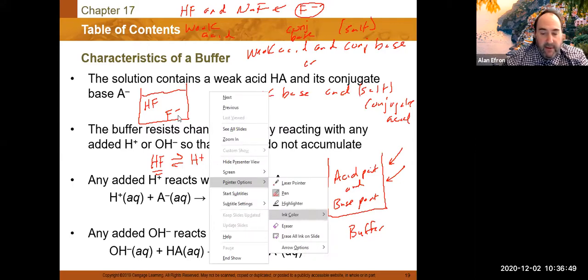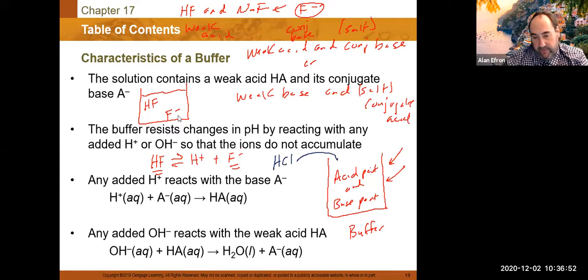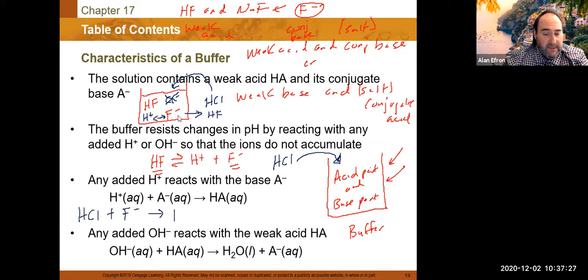So if we added, say, some hydrochloric acid to a buffer, when that hydrochloric acid goes in, it's going to break apart into H plus and Cl minus. Cl minus is not important. It's not going to really do anything. But when that H plus goes in there for a swim, it's going to come together with the F minus that's in there originally, and produce some more HF. When we add the hydrochloric acid, the reaction that we would see would be something like this.